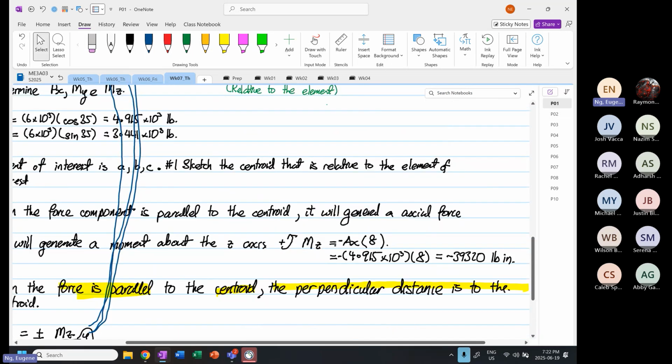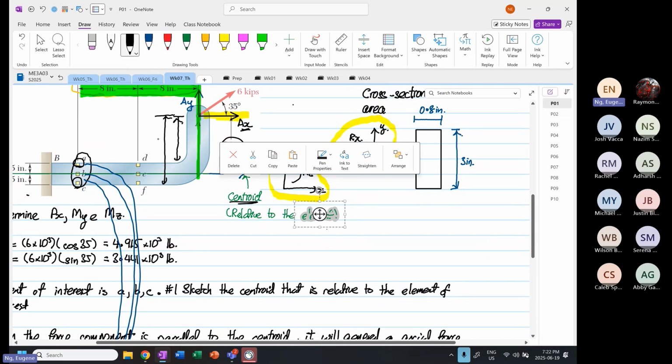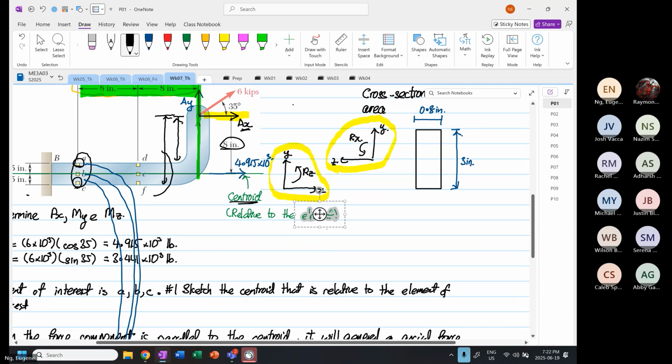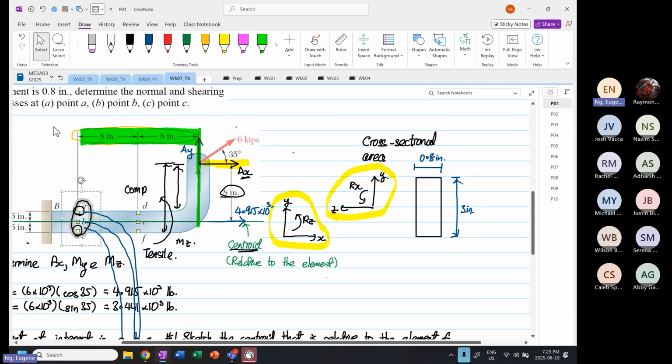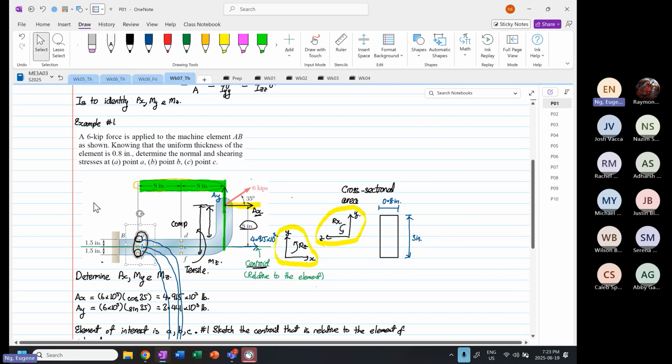Okay, so going anti-clockwise direction, we know that this is anti-clockwise, right? So this will be the moment about Z. So this will be going on compression, and this will be going on tensile. Okay. Now, this is one way of doing this. I'm going to show you another way of doing it, and the answer will be the same. And I want you to be comfortable with both methods.